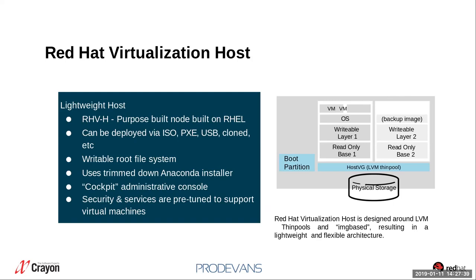So here you can see this block diagram of the Red Hat virtualization host. Here on this physical storage, it has a boot partition and the host volume group, that's LVM. On top of that, you can provision the VMs. And you can take the backup and whatever. So the Red Hat virtualization host is designed around LVM thin pools and is image based, resulting in a lightweight and flexible architecture.